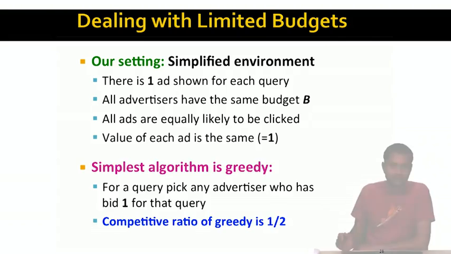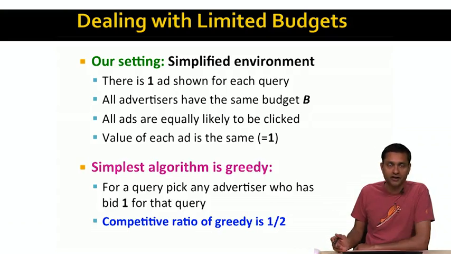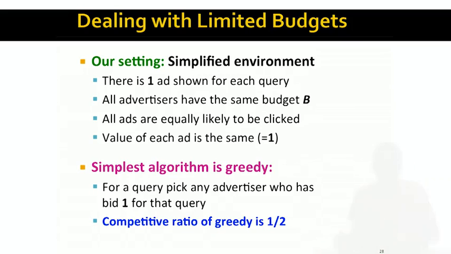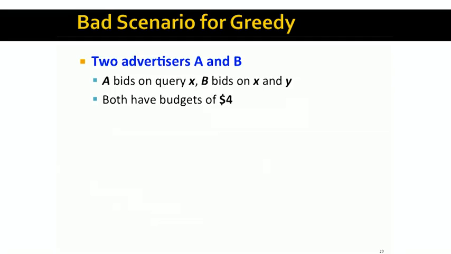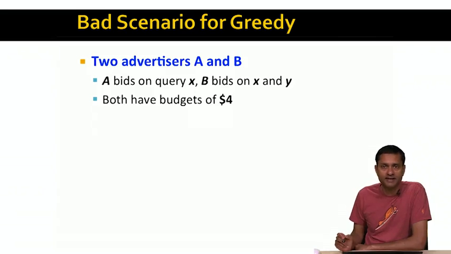Now, the simplest algorithm is the greedy algorithm, which we've already looked at. The greedy algorithm picks any advertiser who has bid 1 for a query when that query shows up. And it's easy to show that the competitive ratio of the greedy algorithm is actually a half. But here's a bad scenario for the greedy algorithm. Here there are two advertisers, A and B. And let's say A bids on query X, B bids on queries X and Y, and both have budgets of $4.